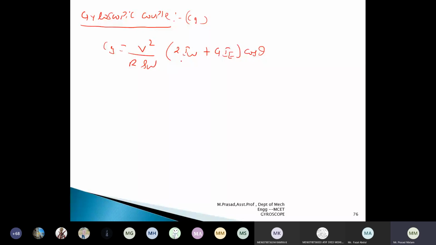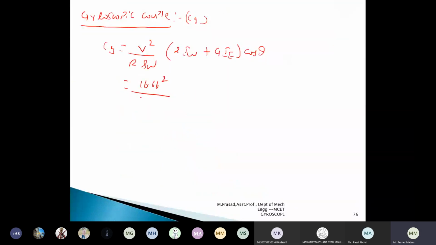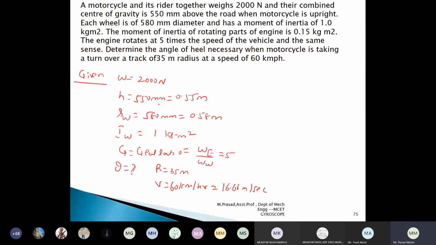Okay, now substitute all the values. What V did we get here? Velocity 16.66 square. What is the capital R? How much have they given? You can see capital R is given as 35 meters. And what is the radius of the wheels? 0.58 meter.